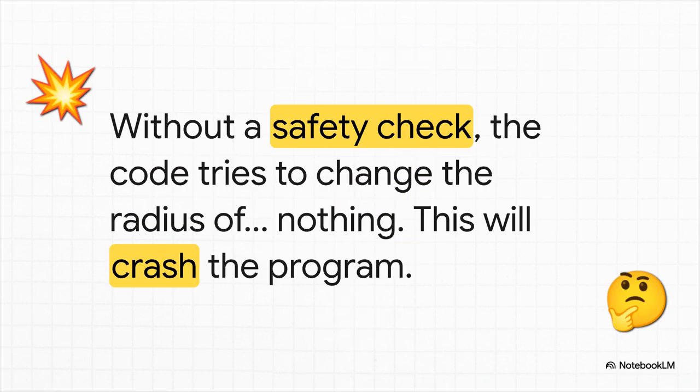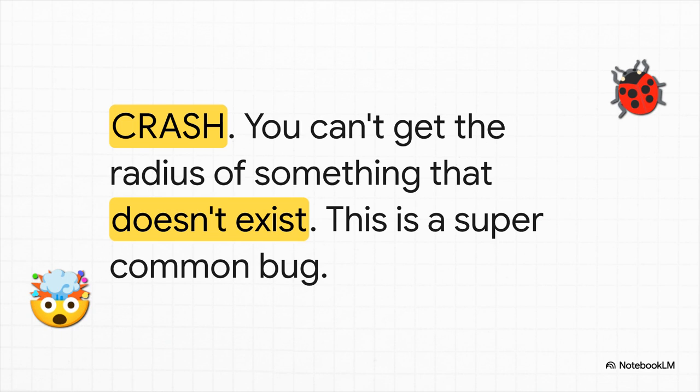So without any kind of safety net, our code is basically a ticking time bomb. When you click the background, HitTest finds nothing, so the target variable isn't holding a circle. But the very next line of code just blindly tries to change target.radius. The program is literally trying to change the radius of nothing, and that's where everything breaks. And boom, the program just crashes. You get a big red error message because you can't ask for the radius of something that doesn't exist.